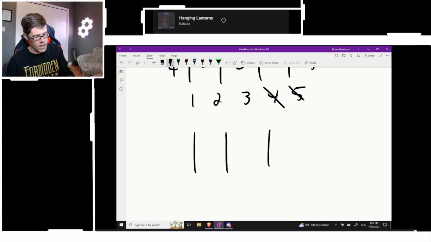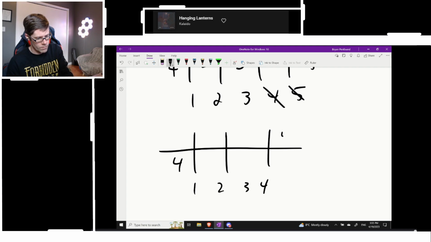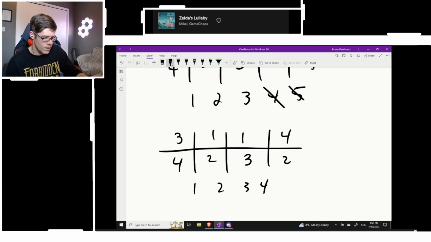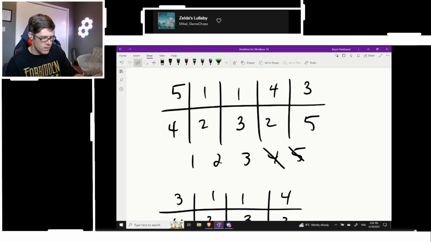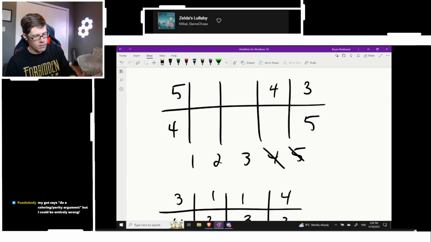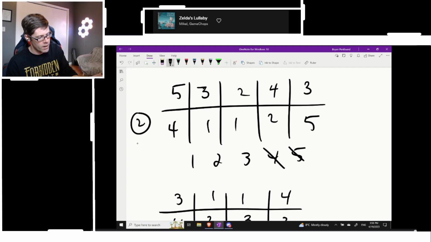I assume all the other ones probably have a solution. And are these unique solutions as well? Let's see. There's only one other way to put the 3 up here, right? I could put the 3 here, and then I could go 1, 2, 3. And then I could put the 2s and the 1s in like this. So there's actually 2 possibilities here, right? There's 2 solutions for the 2 by 5, right?